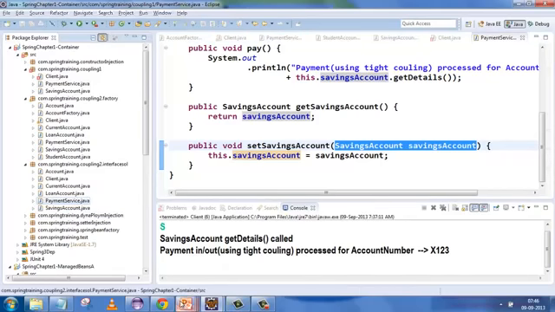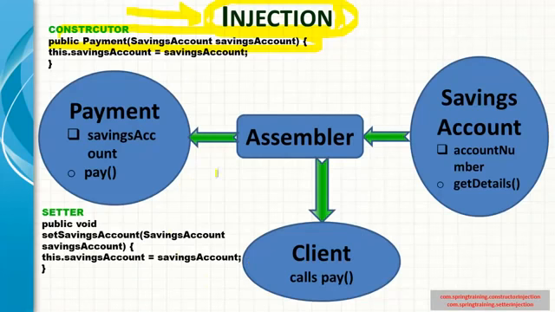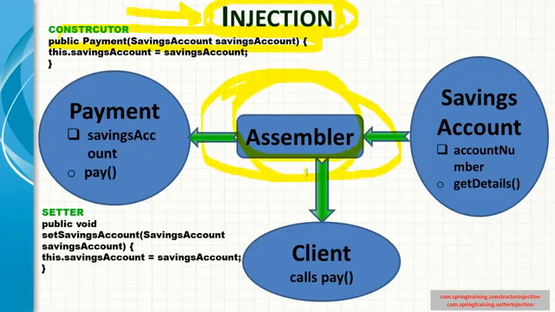And how do we do it? The way we do it is we introduce something called an assembler in between. What the assembler does is it creates the instance of the saving account and injects the saving account inside the payment so that payment does not have to pull it. The assembler manages the saving account and pushes it inside the payment.